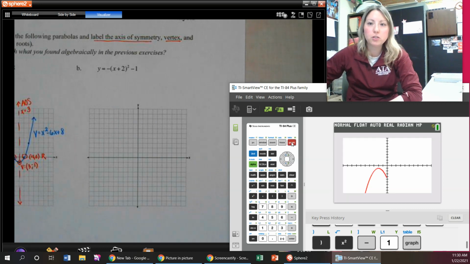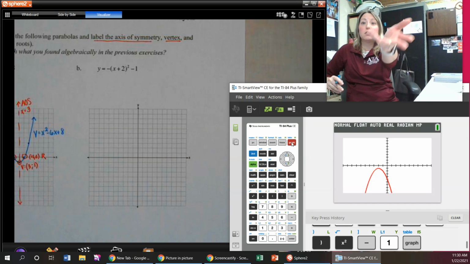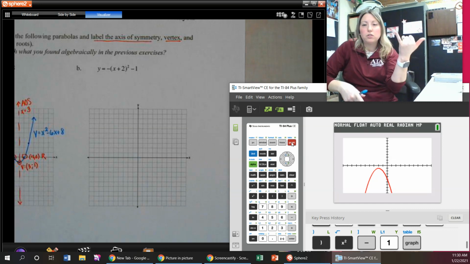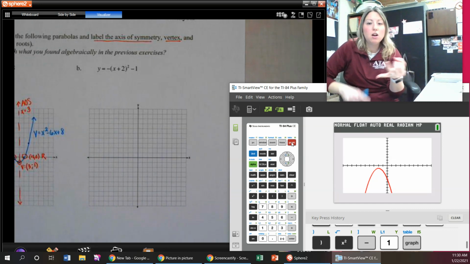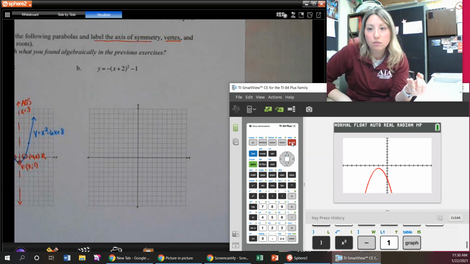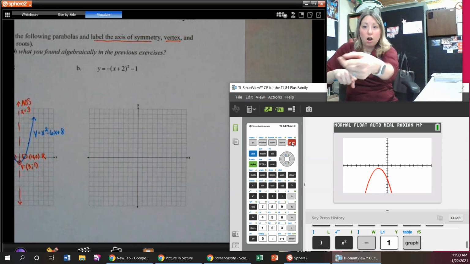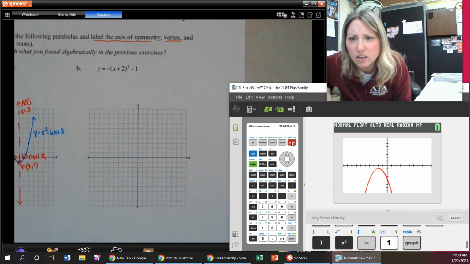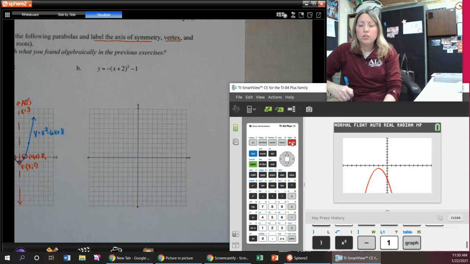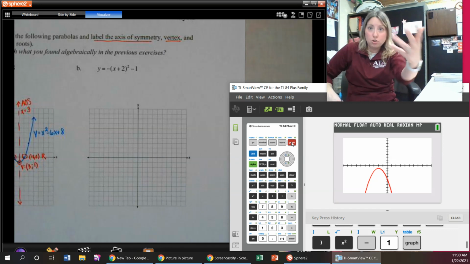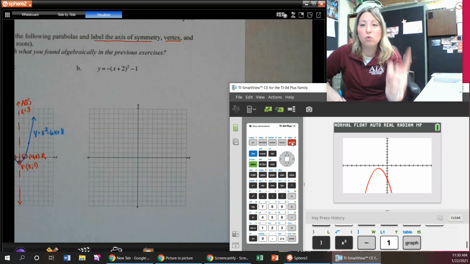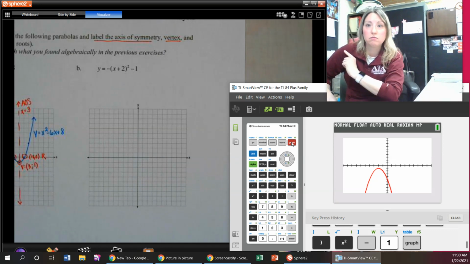And now press graph to see it, and notice that x equals -2 is our axis of symmetry. Our vertex was (-2, -1). We can see our y-intercept there. What's that? Negative 1, 2, 3, 4, 5, -5, right? And you can see it does not touch or cross the x-axis.